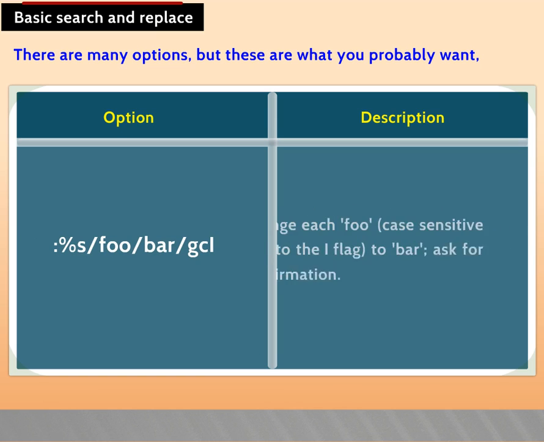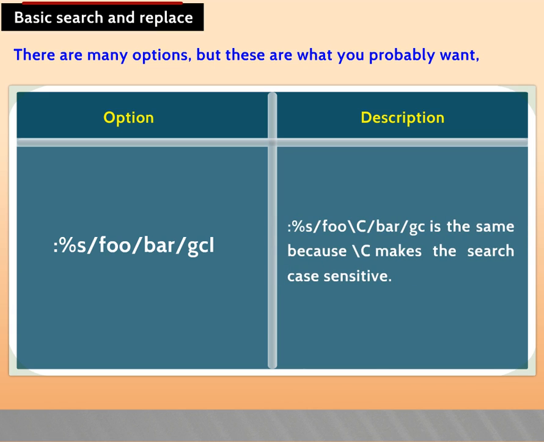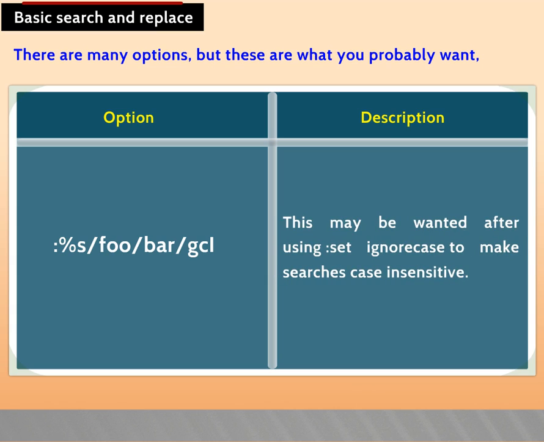%s/foo/bar/gcI. Change each foo, that is case sensitive due to the I flag, to bar. Ask for confirmation. %s/foo\C/bar/gc is the same because \C makes the search case sensitive. This may be wanted after using set ignorecase to make searches case insensitive.